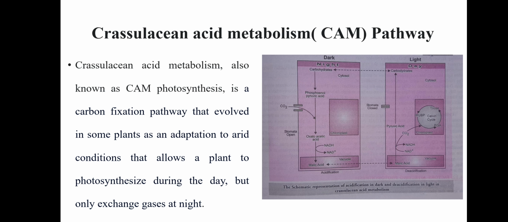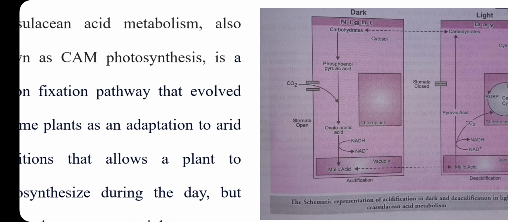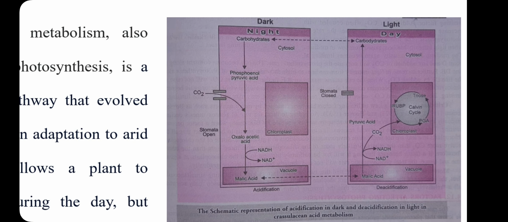Next is another type of cycle, performed by CAM or crassulacean acid metabolism plants, which are arid or desert plants. In this condition, photosynthesis occurs during the day, but gases are exchanged only at night. The stomata open at night and close during the day to prevent water loss, because this type of cycle occurs in arid conditions.